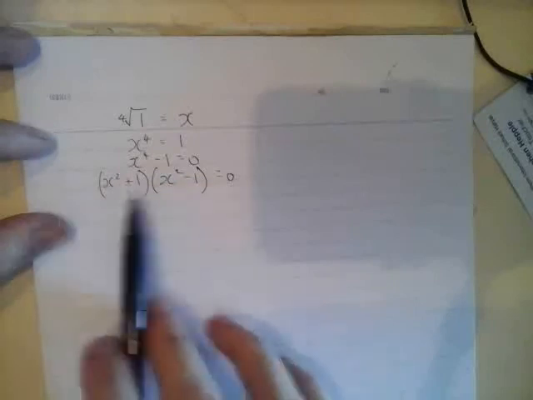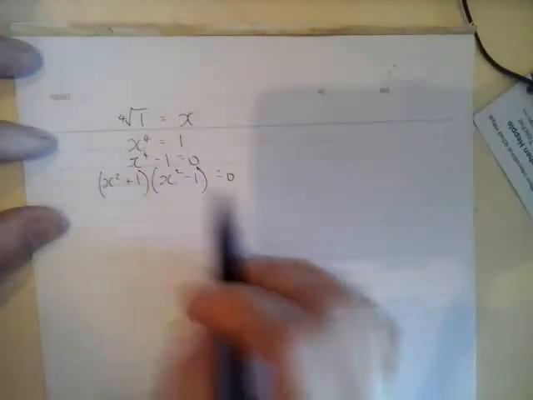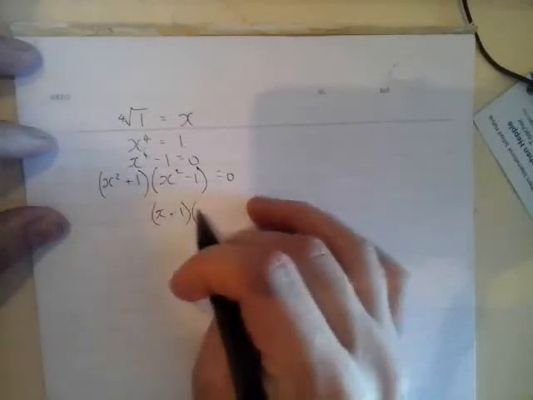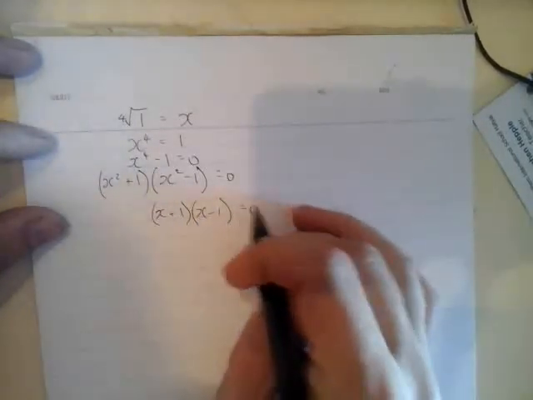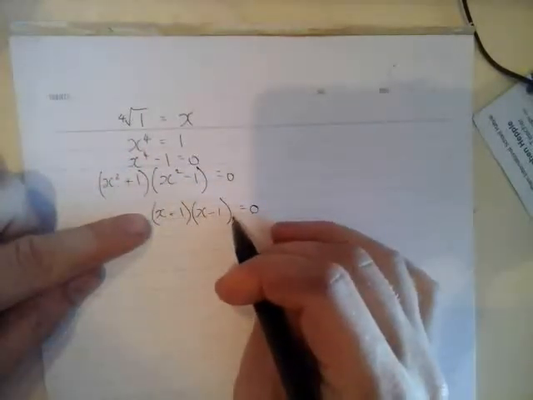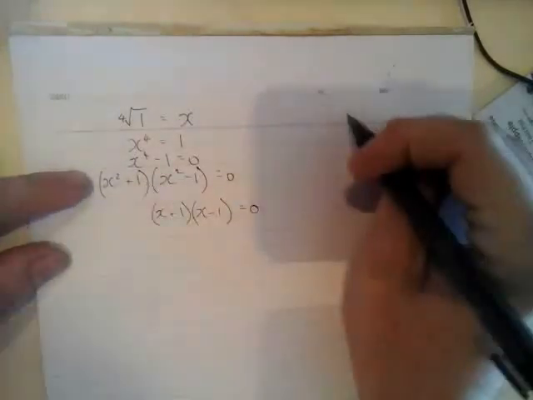Now, because these two factors multiply together to equal 0, either this one must equal 0 or this one must equal 0. So, for this part, I can use the difference of squares again and call that x plus 1 times x minus 1. Right, so that's that one factorised again. Now this one's a bit more difficult. I'm going to come up here and do that one.